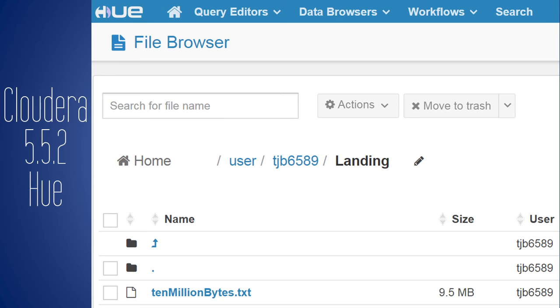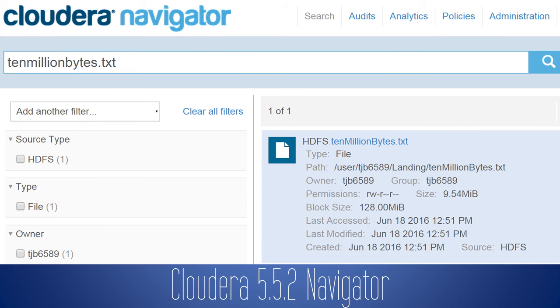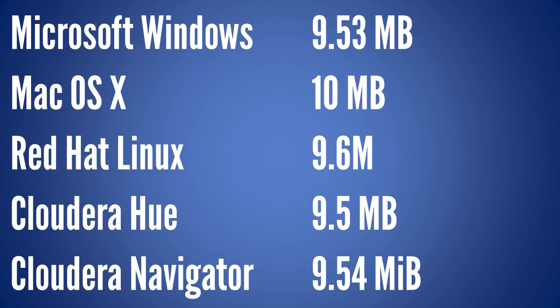When I look at the 10 million byte file using Cloudera's Hue interface, it shows that the file size is 9.5 MB. But when I look at the same file using Cloudera's Navigator interface, it shows that the file size is 9.54 MiB. Here's a summary of the 5 different sizes that we saw. So are any of them correct? The Apple operating system and the Cloudera Navigator app are both correct.